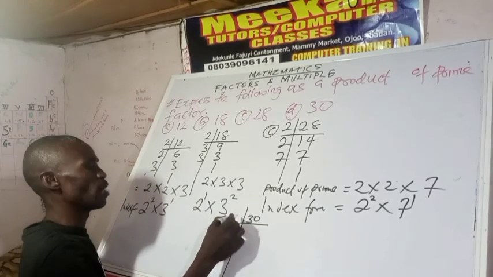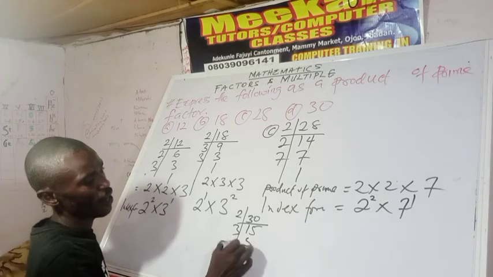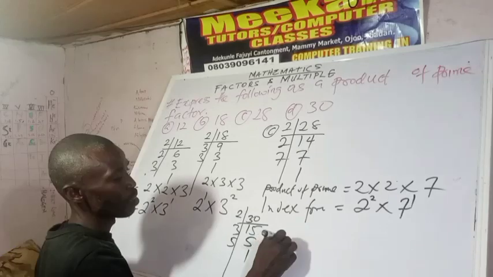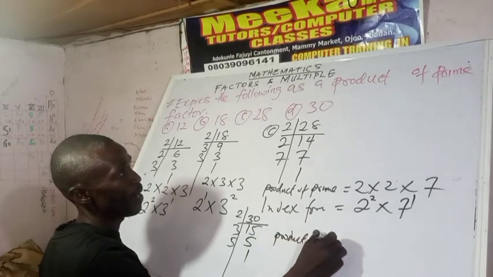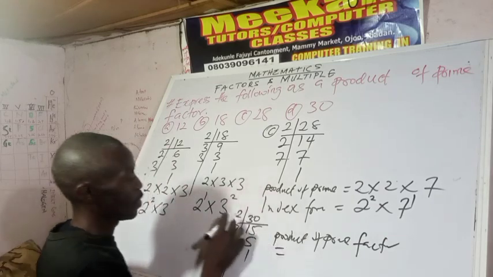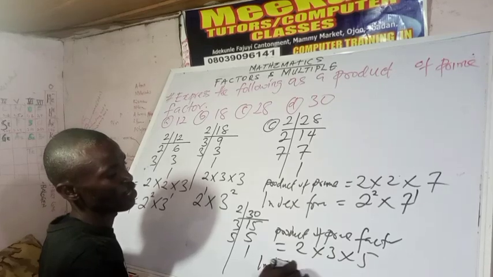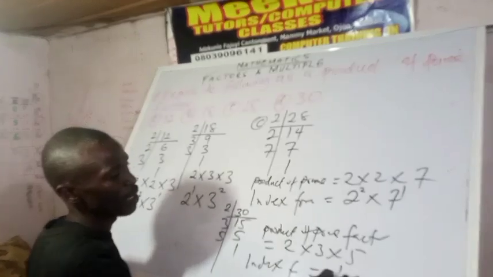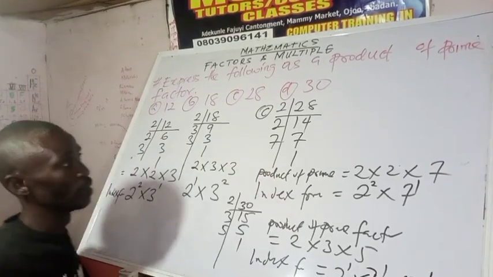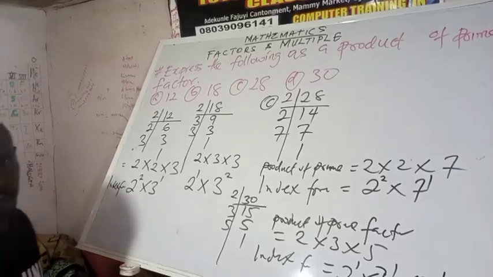Now, let's see. This one you have 2, what do you have? 15. 3, what do you have? 5. 5, you have 1. So, as a product of prime factors, what do you have? That's going to be 2 times 3 times 5. In index form, 2 raised to power 1 times 3 raised to power 1 times 5 raised to power 1. Are we clear with that now? Okay, that is for that.